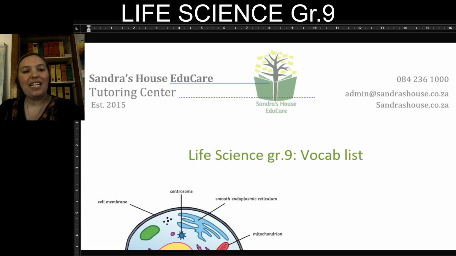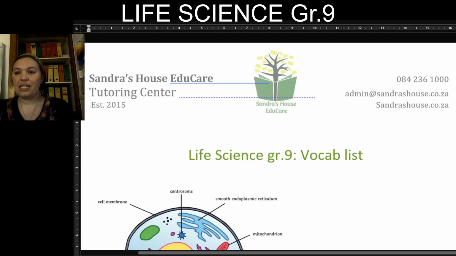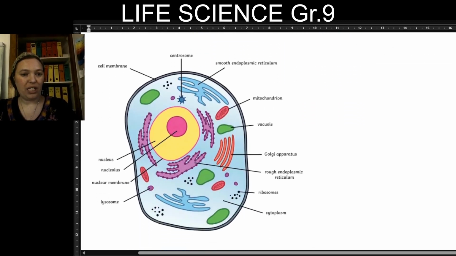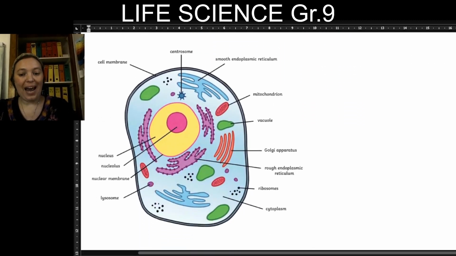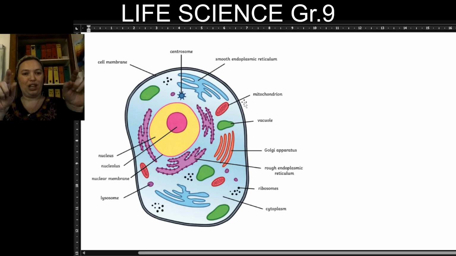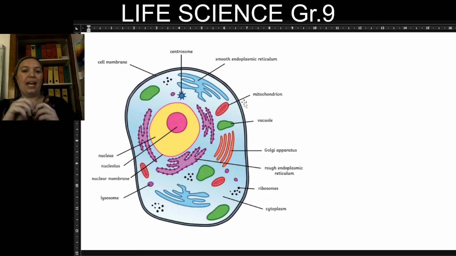Let's look at life science, grade 9, and we're going to start with the vocabulary that goes with a cell. Here I've got a picture of an animal cell. The difference between an animal cell and a plant cell has to do with whether it has a cell wall, like a fixed shape with a wall around it, and whether it can photosynthesize, so does it have chloroplasts? There are a couple of other things as well, but those are the two big main differences.